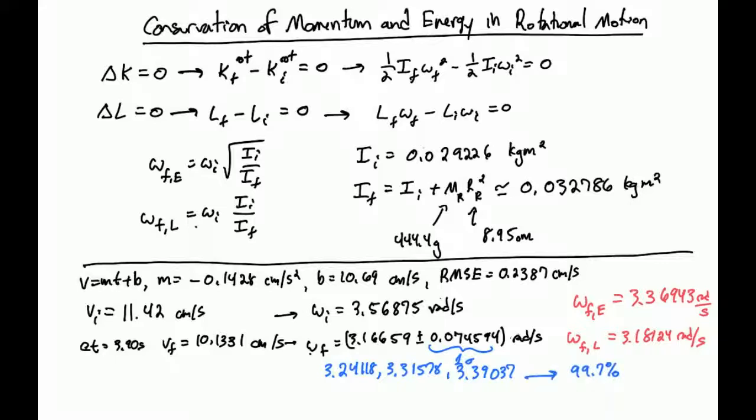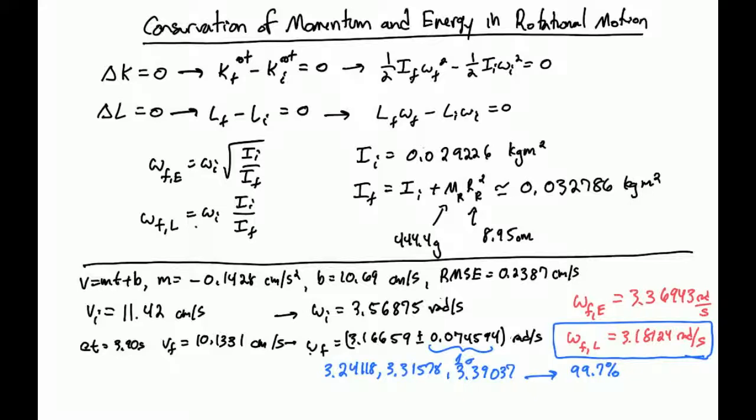If you know anything about error analysis, what that means is that if we continued repeating this experiment and continued getting these values, 99.7% of those values would confirm angular momentum conservation rather than energy conservation. Of course, we can't ever be sure about these things because this is an experiment, but this value tells us that with roughly 99.7% certainty, we can say that momentum is the thing that is conserved, not energy, in rotational motion. Okay, great.